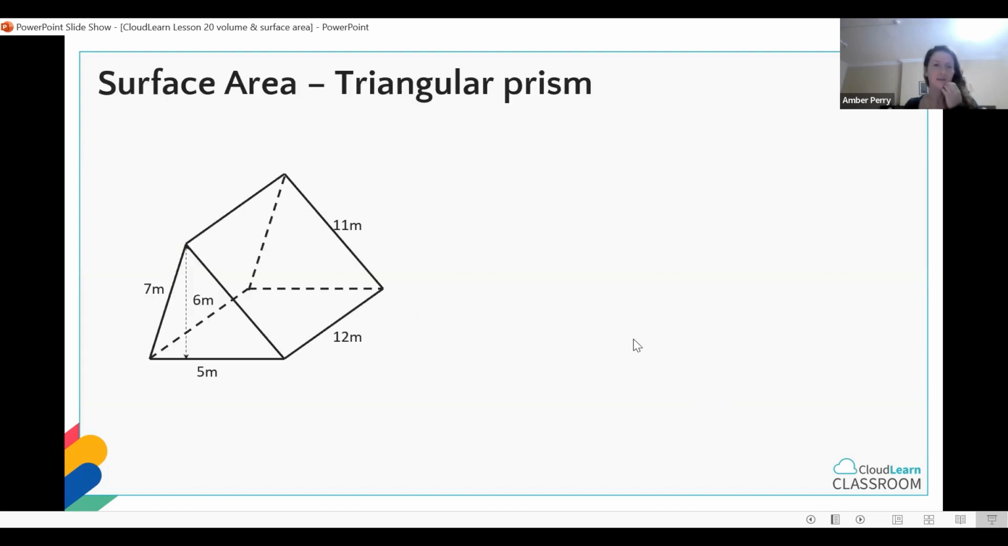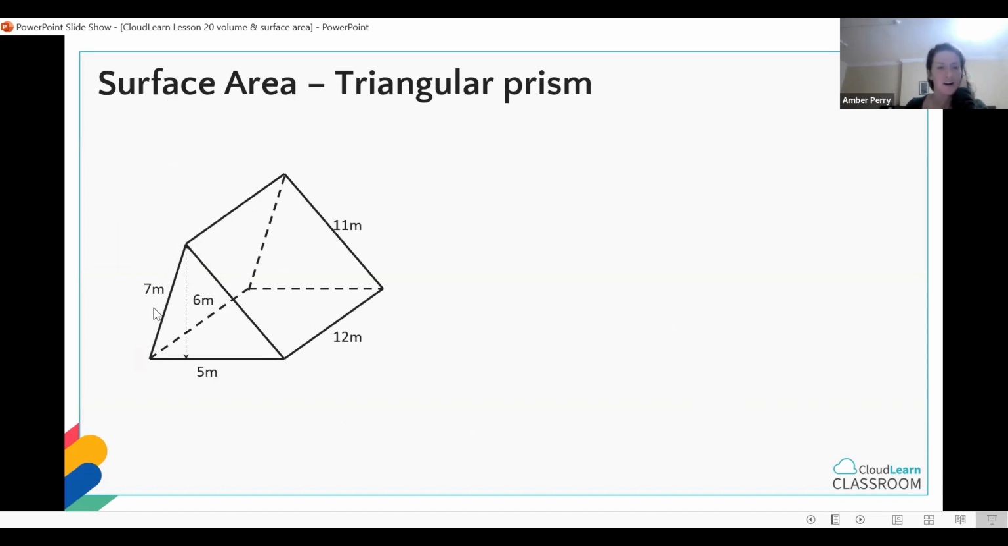Okay. Sometimes they're going to be a lot more complicated. We've got here a triangular prism, and we're asked to find the surface area of this prism. So it's really important now that we can actually break this shape up into what sort of faces it's made up of. So let's just have a look at this shape.